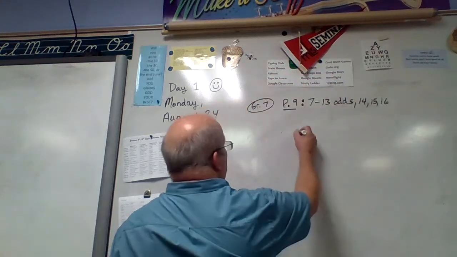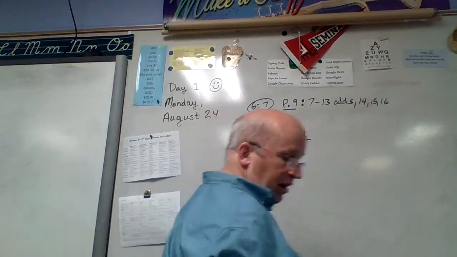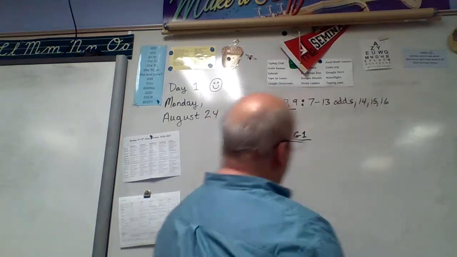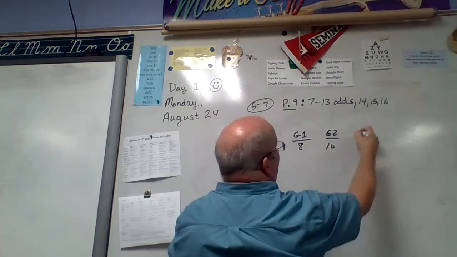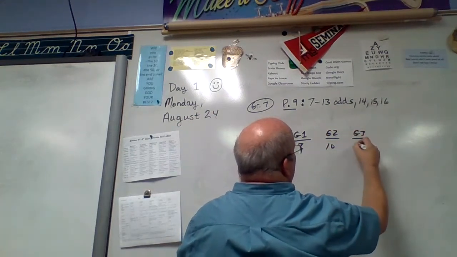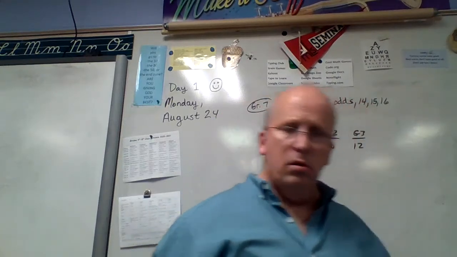Well, garden number 1 needs how many tiles? How many white tiles? If you count them up, it's pretty easy. There's 8 of them, right? Garden number 2, if you count them up, there's 10. And garden number 3, if you count them up, there's 12. Is there a pattern going on here? Do you see a pattern?